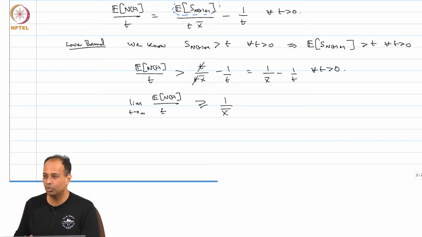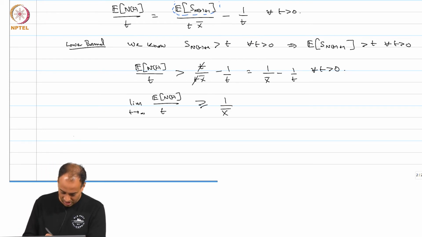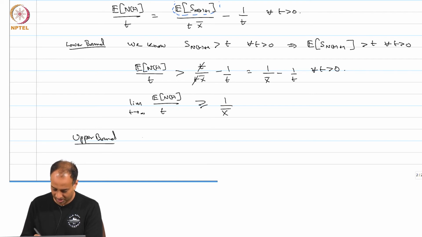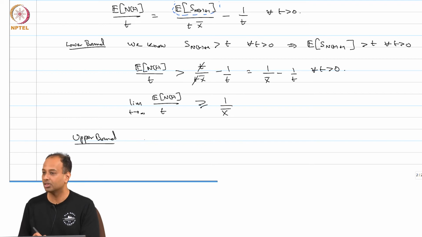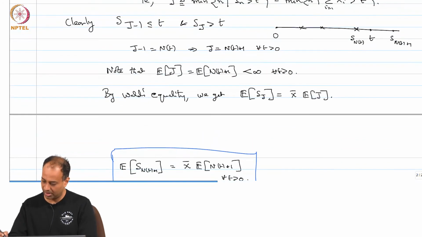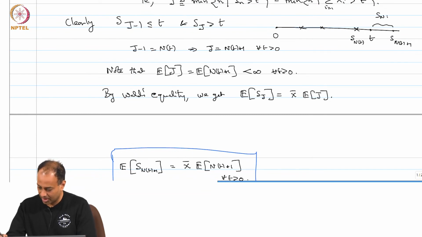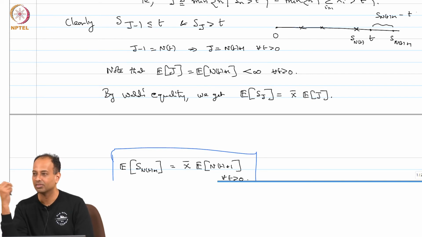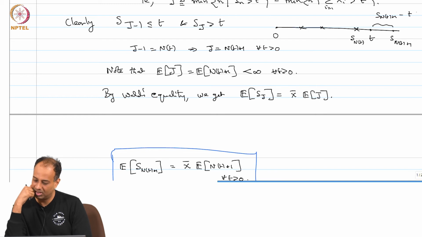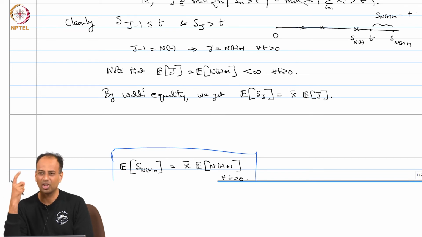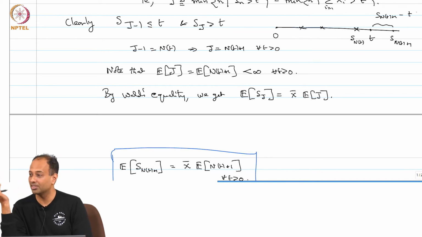The upper bound is a little more tricky, because I want an upper bound on expected S_{N(t)+1} minus t, that is what I got. I want an upper bound on this expectation. This is basically the expected value of the residual time, and we know that the expected residual time depends on the second moment of x, which could be infinite. I have not made any assumptions about it.